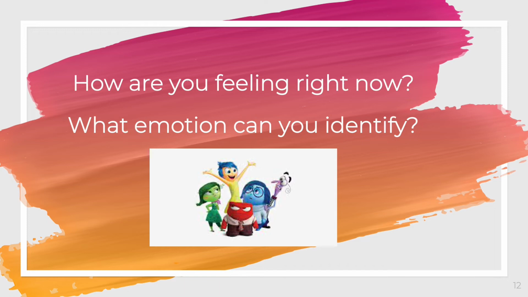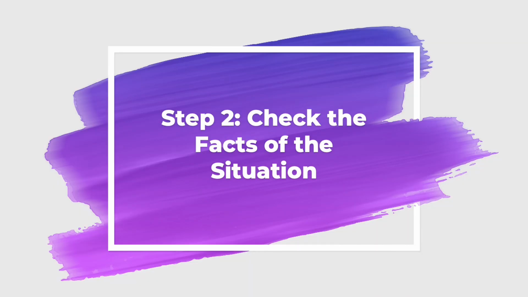Our emotions stem from the 5 core emotions of joy, sadness, fear, disgust, and anger. Us humans are complex creatures and have many different emotions and words to describe how we are feeling, but for this presentation, we are sticking to the 5 core emotions. Step 2. Check the facts of the situation. Is this actually what's happening, or is it my interpretation of what is happening?